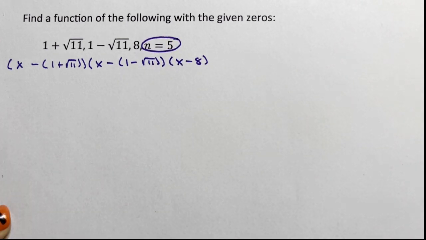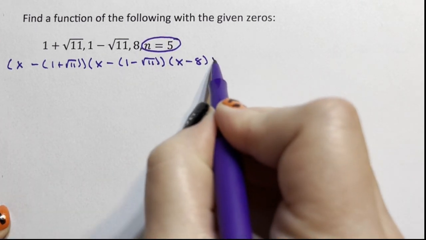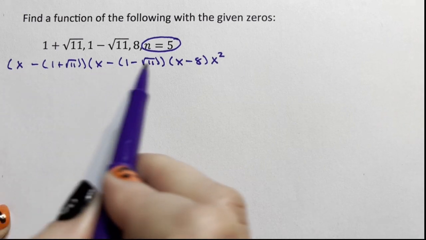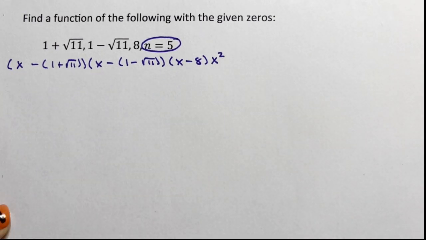n equaling 5 means I'm going to have an extra x squared because I need to bring in 2 more x's. But that will be like the last step. I'm not going to worry about that until the very end, because right now I only have 1, 2, 3, and that will be 4 and 5. That's what that n equals 5 means. It means order 5, not order 3.